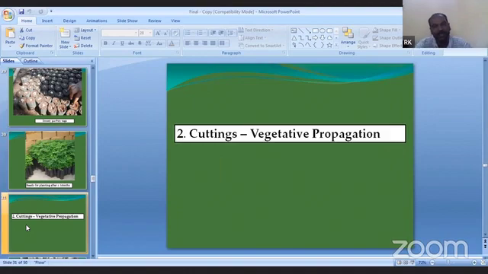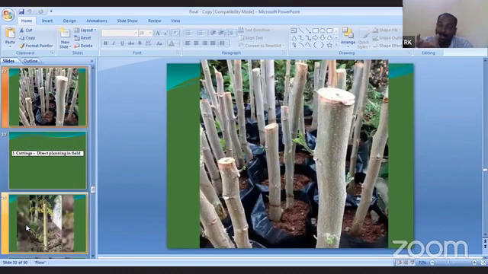Now, what is the second method? Cutting. What is the scientific terminology for cutting? It is vegetative propagation. We cut the branch. What is the size? There are two sizes. Suppose we are planting in the polybag, that is one size. For that, we don't go for maximum thickness or maximum new branch cuttings. Cuttings are collected from a 3 meter tree, after that we cut the branch. The branch size is like you see in this slide.